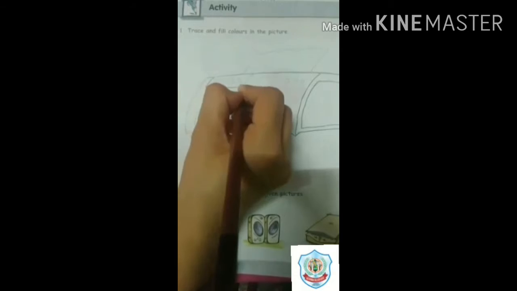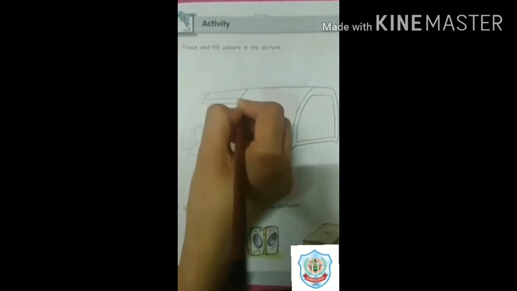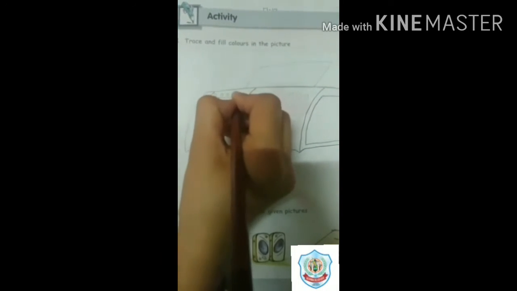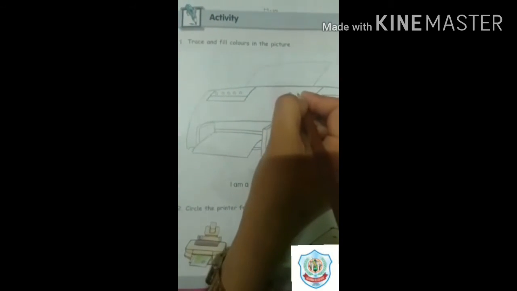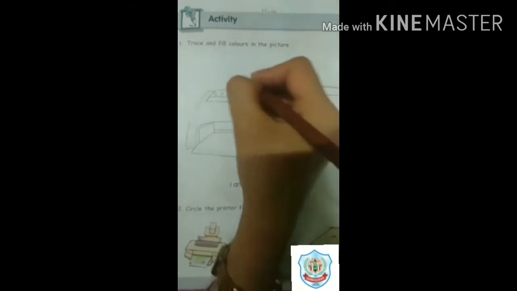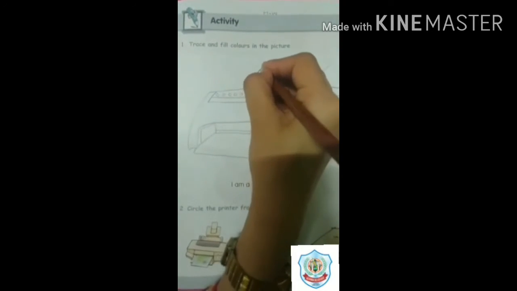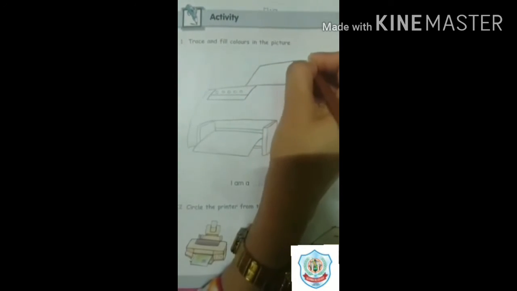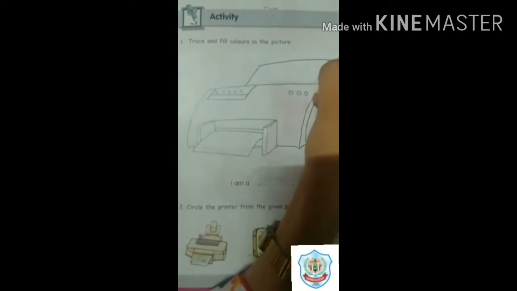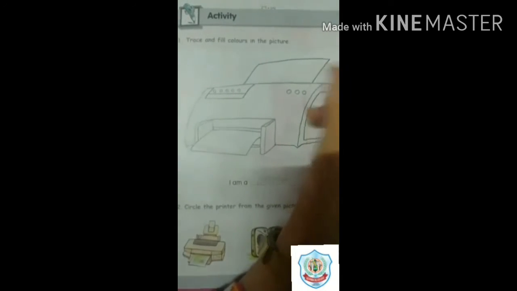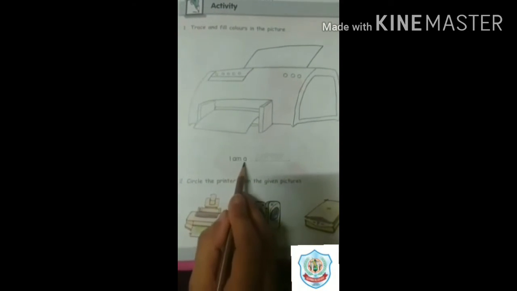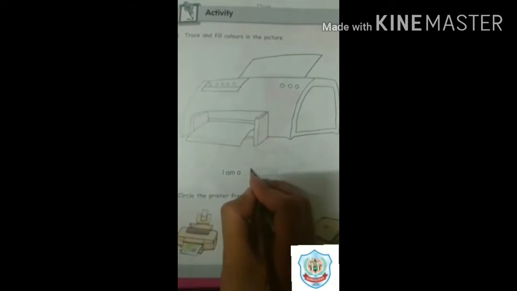Now complete these lines. Okay. Now draw the circles. Now trace these circles. Okay, start this line, turn from here, complete this line. Okay, we will trace these spellings.